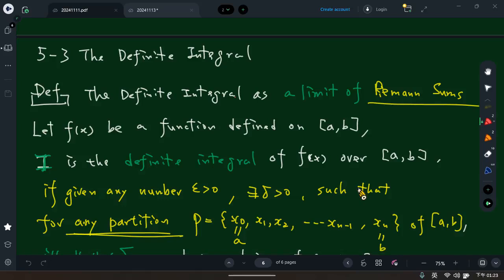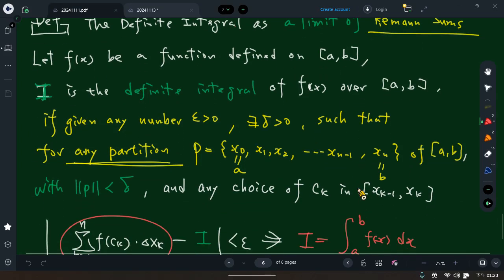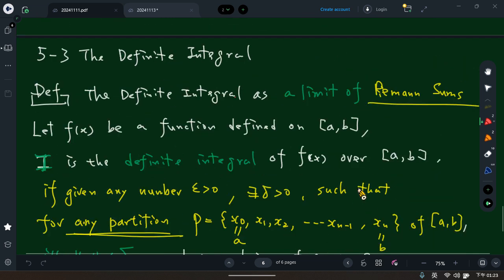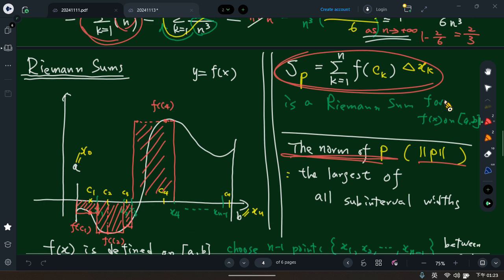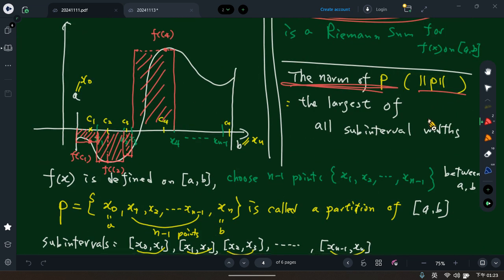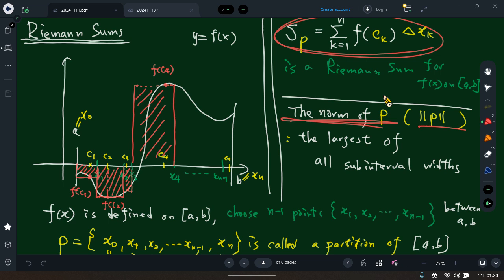Talk about a definite integral, and then the definite integral will be defined as a limit of Riemann sum. So the Riemann sum, we already introduced the idea to you. I can use this to just remind you of the concept about the Riemann sum. The so-called Riemann sum is when I give you a function y is equal to f of x, and I also give the focus interval from A to B, right?